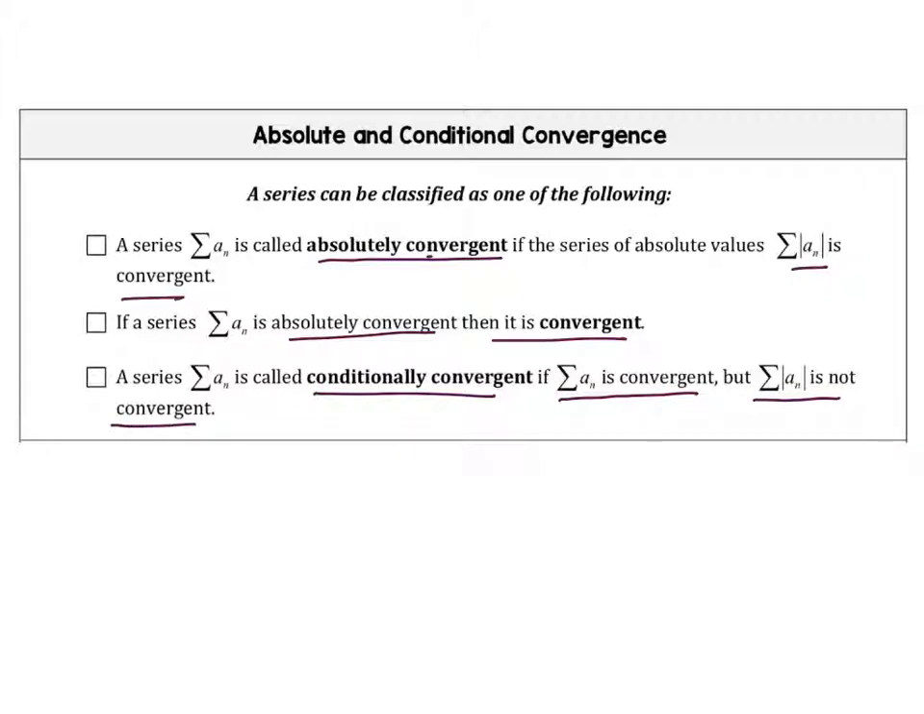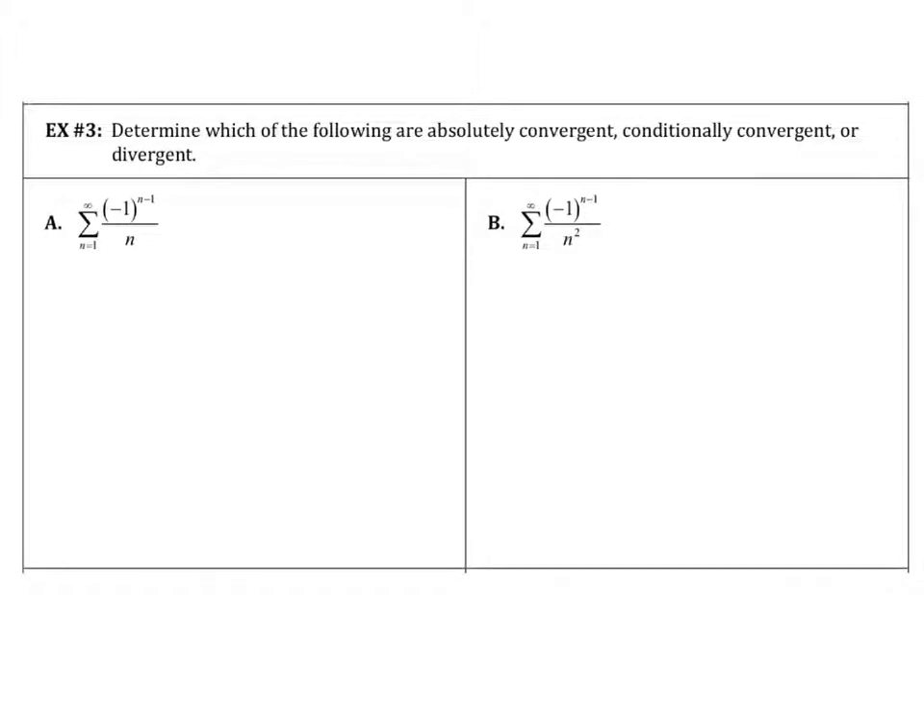So you have an absolutely convergent series where the original and the absolute value of each term both converge. However, you have a conditionally convergent series if the series converges, but the absolute value of its terms do not converge. All right. Okay, in our next examples, we're going to look at some classic examples of where we have an absolutely convergent or a conditionally convergent series. And you will see this on that AP exam somewhere, somehow.